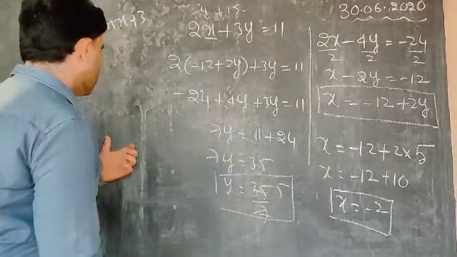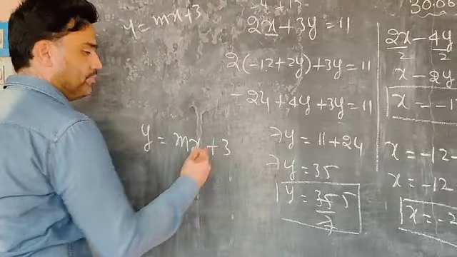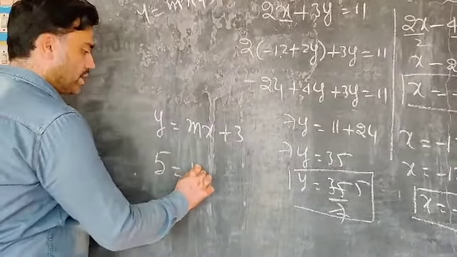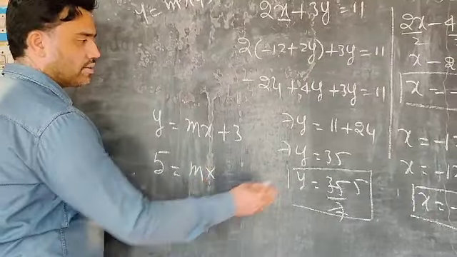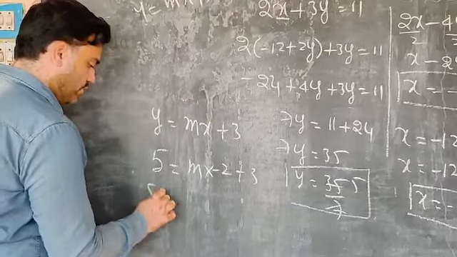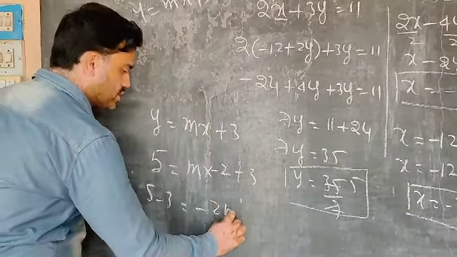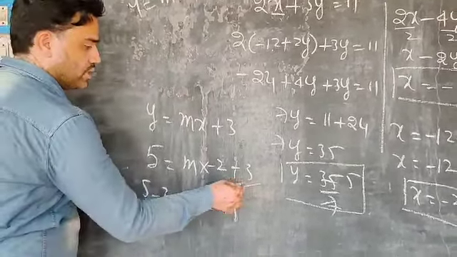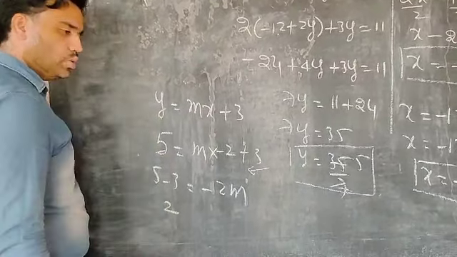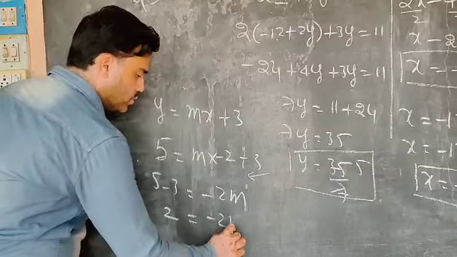So that is right. Now let us substitute in x plus 3. Okay, the y value we got is 5, m as it is, and the x value we got is minus 2, plus 3. So plus 3 you send to this side: 5 minus 3 is equal to minus 2m. Plus 3 you send to the left side, it becomes 5 minus 3. 5 minus 3 is what? 2. And here we have minus 2m.